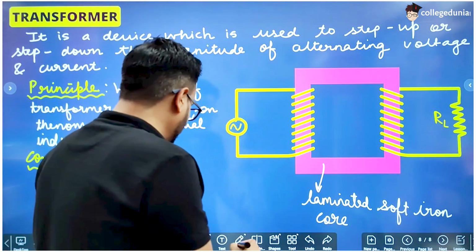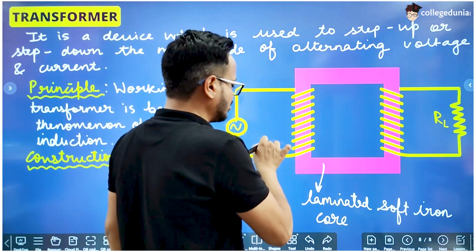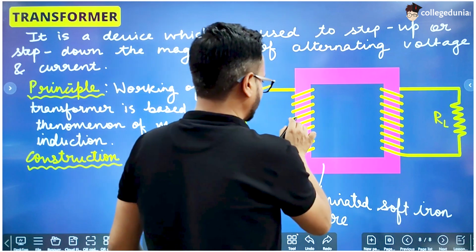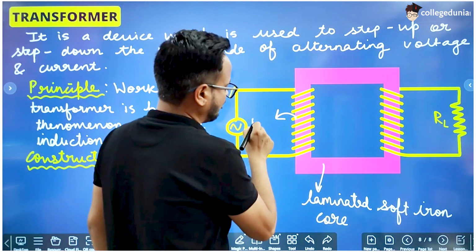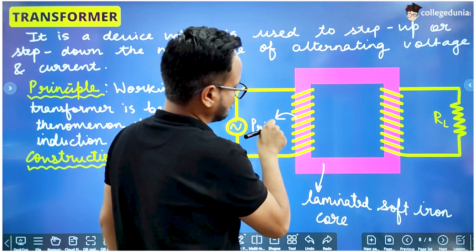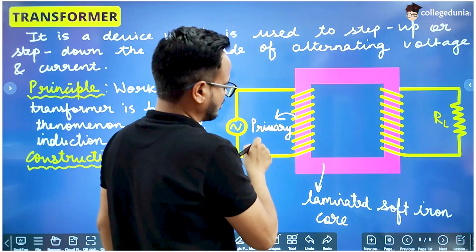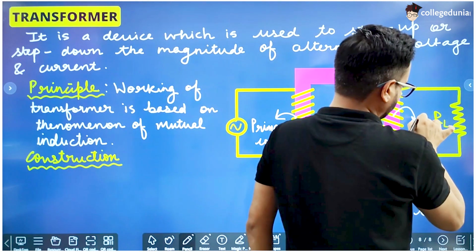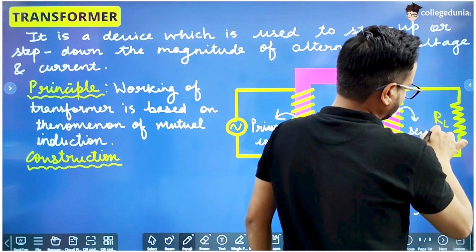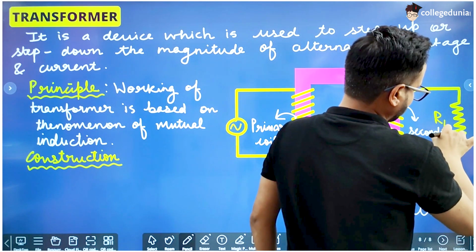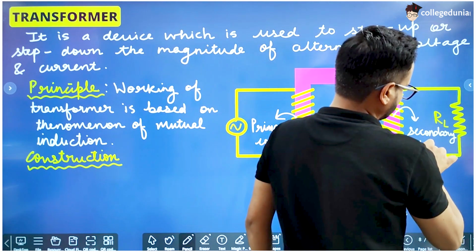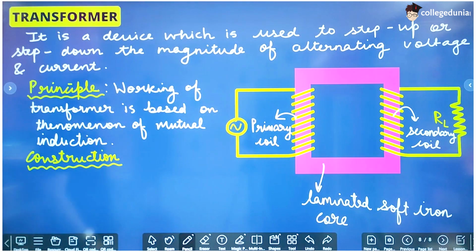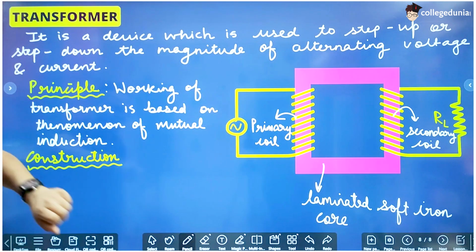So this is called the primary coil. This one, sorry, this is the primary coil, and this is the secondary coil, and this is the laminated soft iron core. So this is the construction, right?